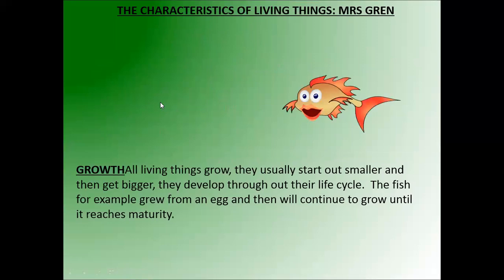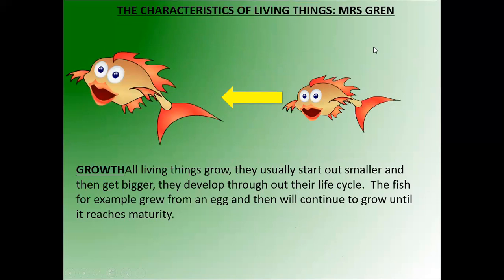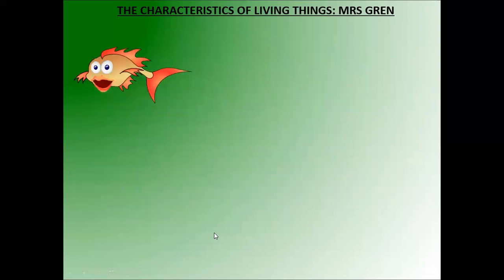So another characteristic is growth. All living things grow. They usually start from a smaller stature, and they get bigger and bigger. They develop through the life cycle. The fish, for example, grew from an egg and then will continue to grow until it reaches the maturity stage. Now, this is the fish before, but after some time, it becomes bigger in size and it matures more.